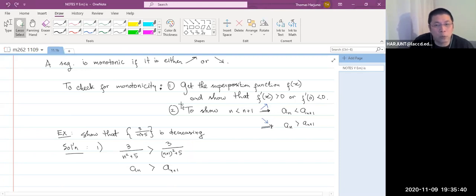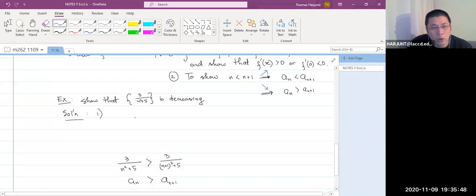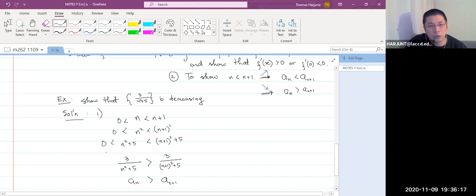Now, we will argue in the following way. We will start with, well, we know that n is less than n plus 1, right? Therefore, n squared must be less than n plus 1 squared. Is it right? Now, n squared plus 5 must be less than n plus 1 squared plus 5. Now, both of them are positive. Therefore, when I do the reciprocal, it is still positive. Actually, I don't need that there. I need that here. 1 over n plus 1 squared plus 5 will be positive.